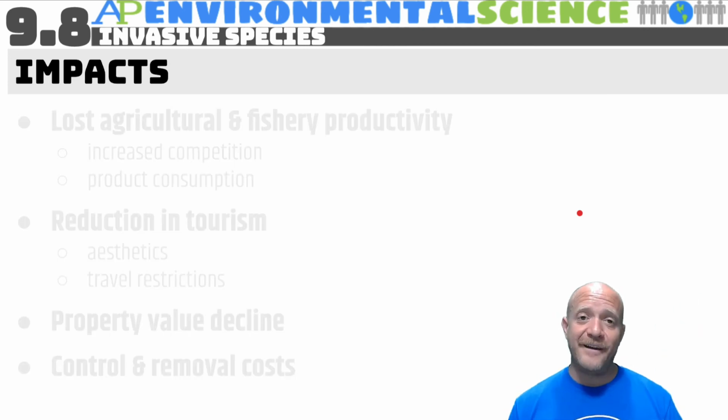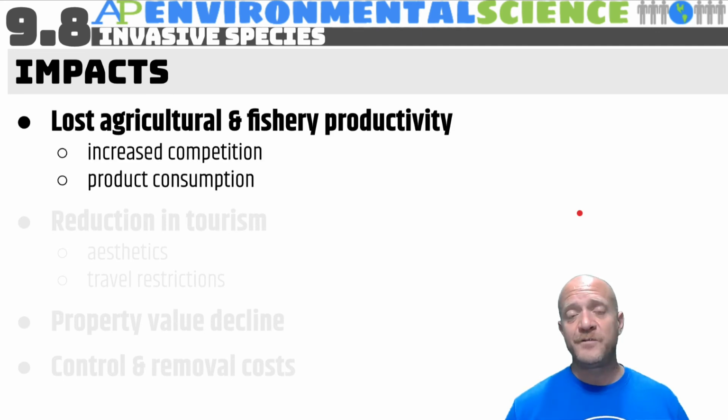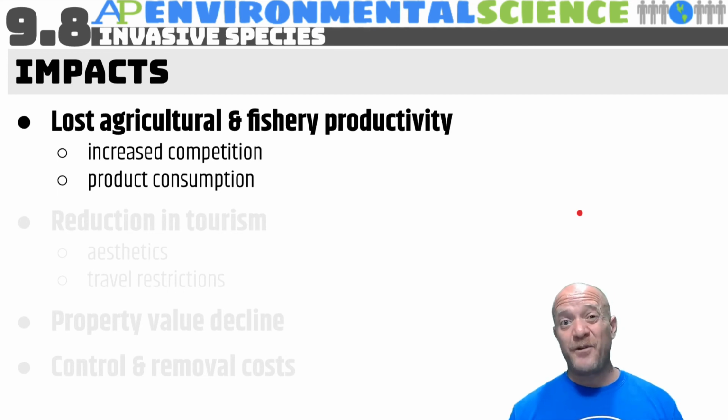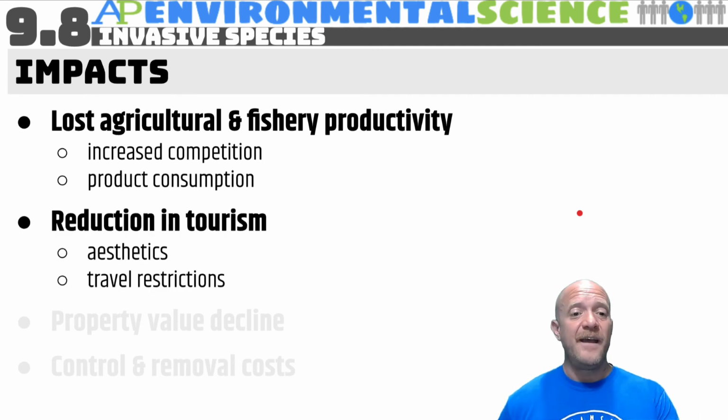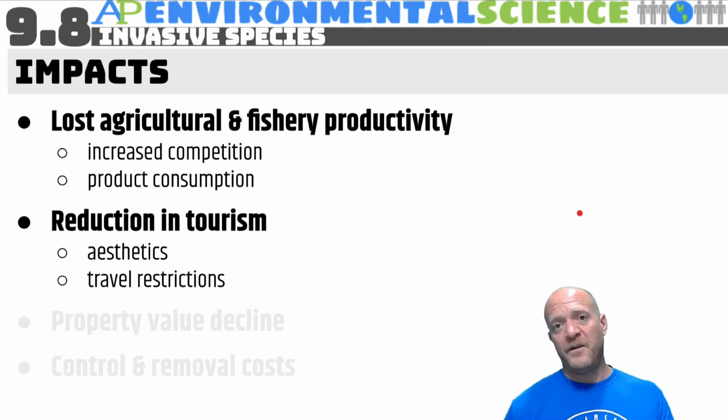What are the impacts of invasive species? All right, the major one, obviously biodiversity loss, but here's what leads up to that. So we could lose agricultural and fishery productivity. There's going to be more competition, and then they're going to consume the product that we're trying to produce. There could be a reduction in tourism. The aesthetics might not be good. Everything looks ugly. Maybe they chewed up all the leaves on the trees, and now the trees don't look pretty. People don't want to go there to visit.